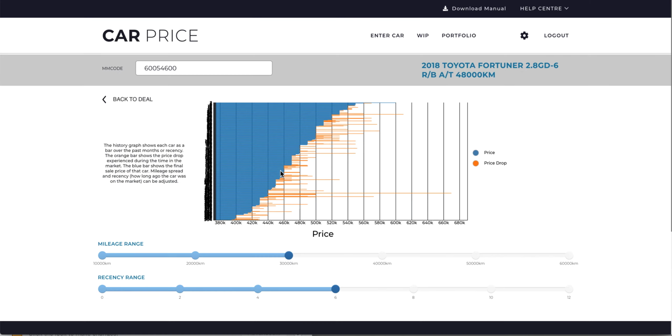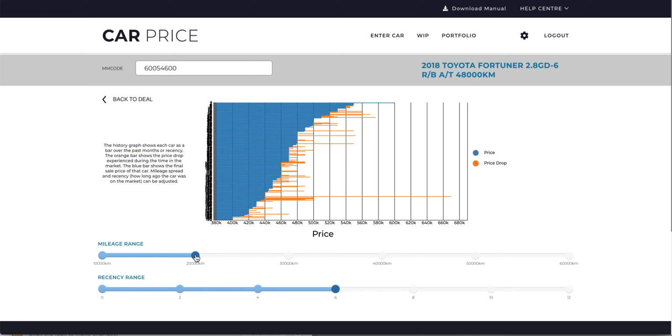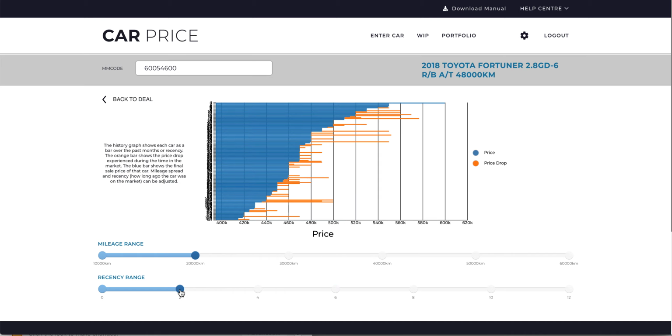The history graph shows the history of the vehicle over a period of months, in this case 6 months. The blue is once again a bar that represents the car in the market at its current price, and the orange reflects the price drops that those vehicles have taken. Once again, we can tighten up on the mileage to make it more representative, and the recency. So within the last 2 months, that's what that market looks like.